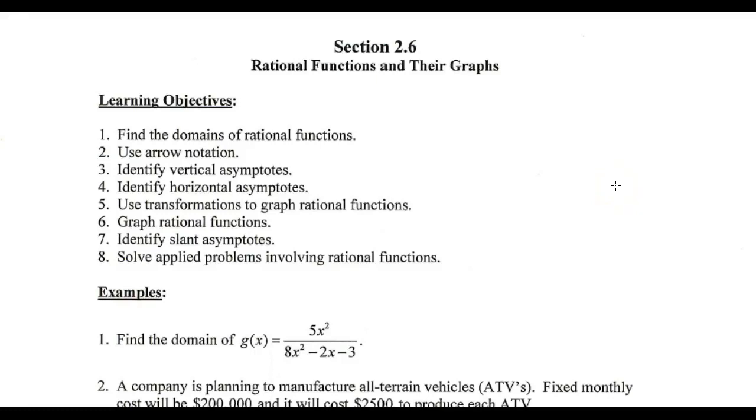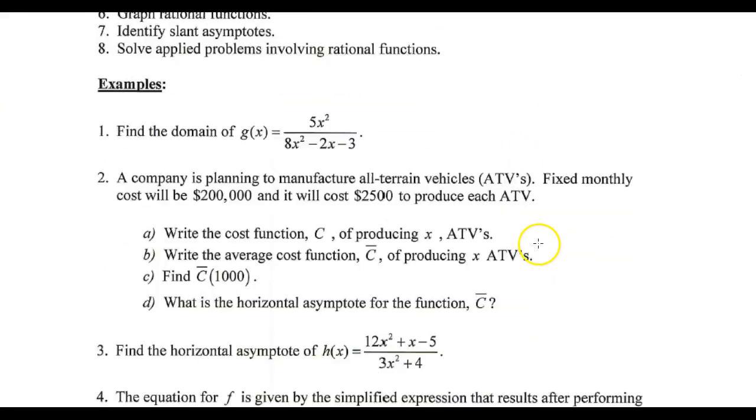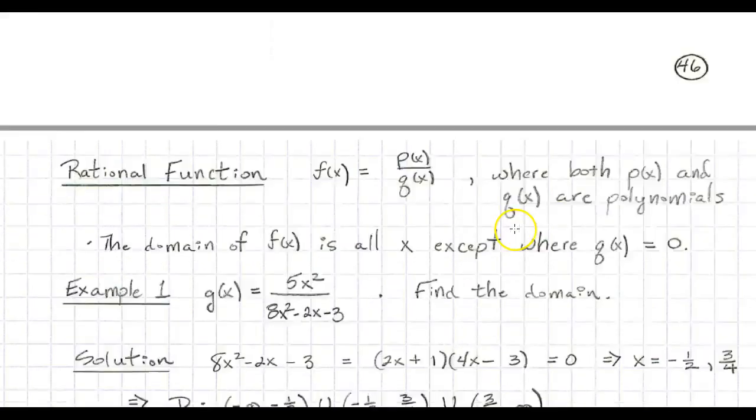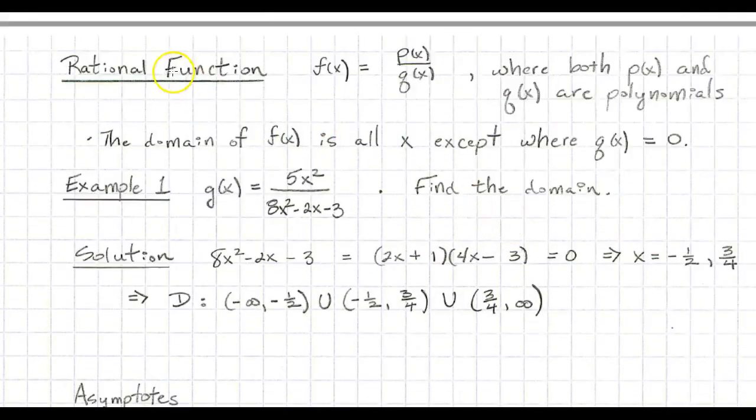This is Precalculus, section 2.6, rational functions and their graphs. We'll go over the examples in this section and some of the information you need to know to understand better. So first of all, what is a rational function?